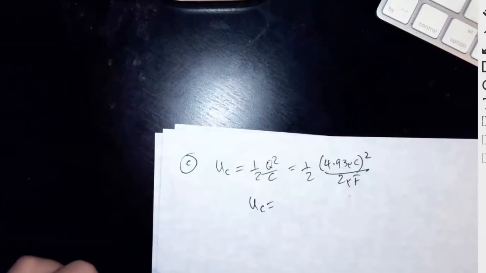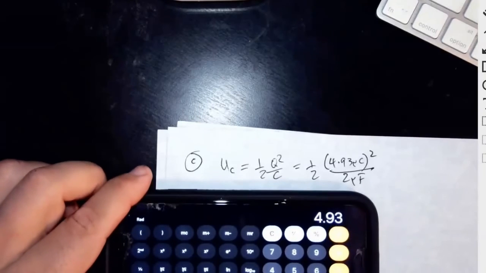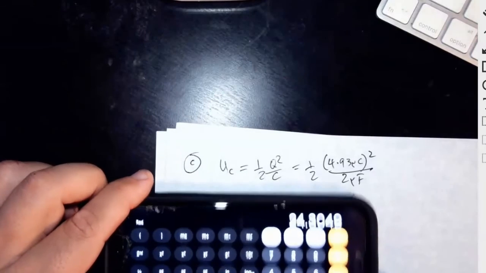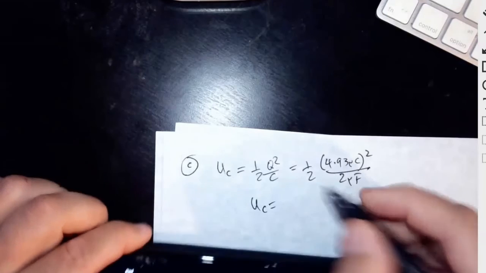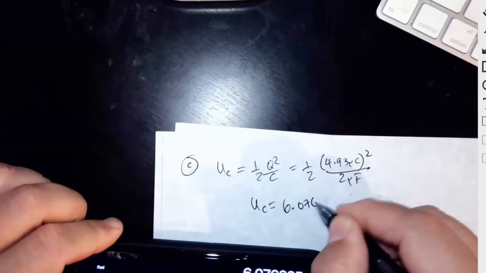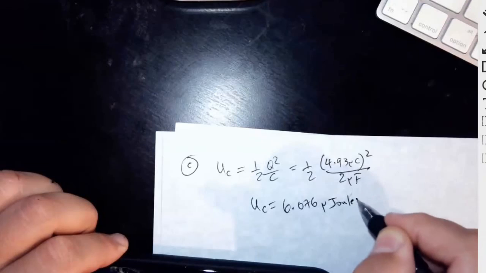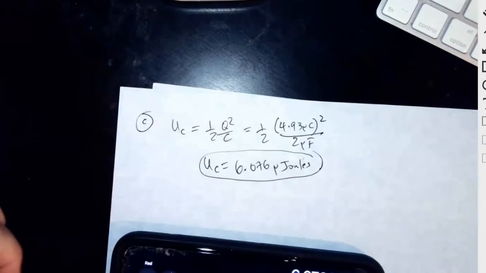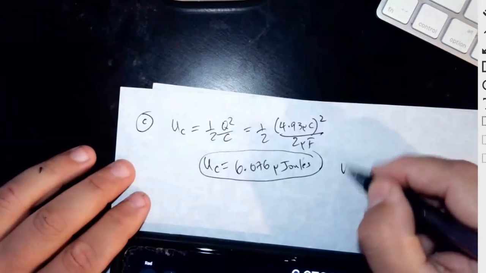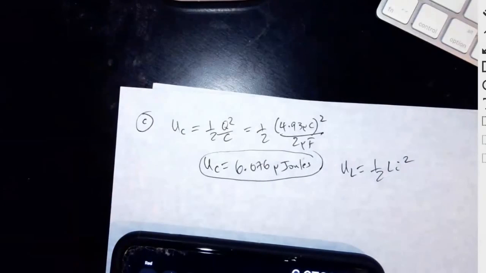So 4.93 squared divided by 4. 6.076, and then micro squared over micro just gives you microjoules. So at that instant in time, the energy stored in the capacitor is 6.076 microjoule, right? And then the energy stored in the inductor is going to be 1/2 Li squared. So it's pretty straightforward for that one.